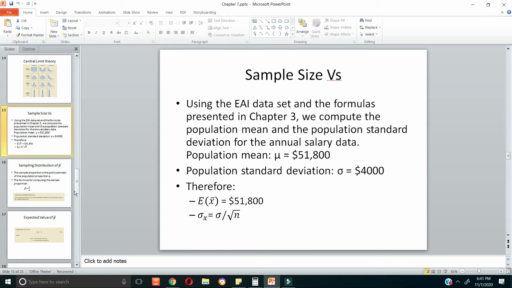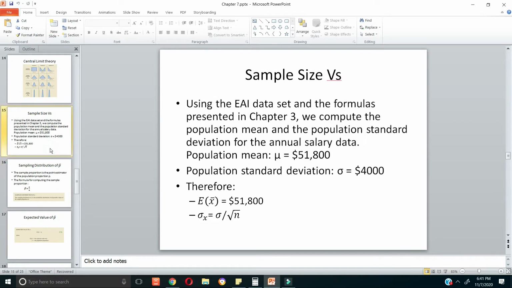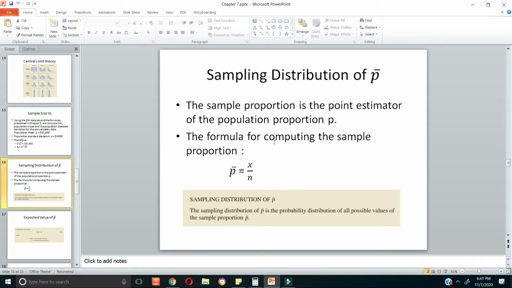So I've already computed this to see the effect of the sample size on our confidence in a value lying within a particular number of standard deviations from the mean. Let's move on to the sampling distribution of P. P is the proportion. Before we were looking at the sampling distributions of the mean, which allow us to compute our confidence about means that we obtain from samples. But what kind of confidence do we have about proportions that we calculate from samples?